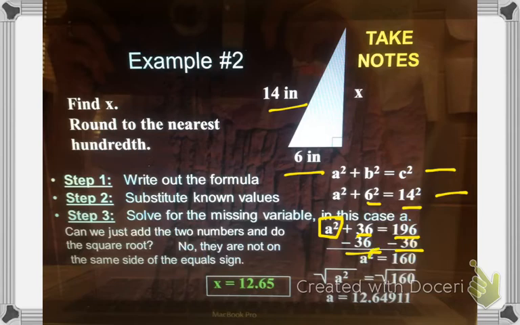In order to get rid of that little square, what do I have to do? Yes, I have to take the square root, which is what happened right here. And if I do it to one side, I have to, that's right, do it to the other.